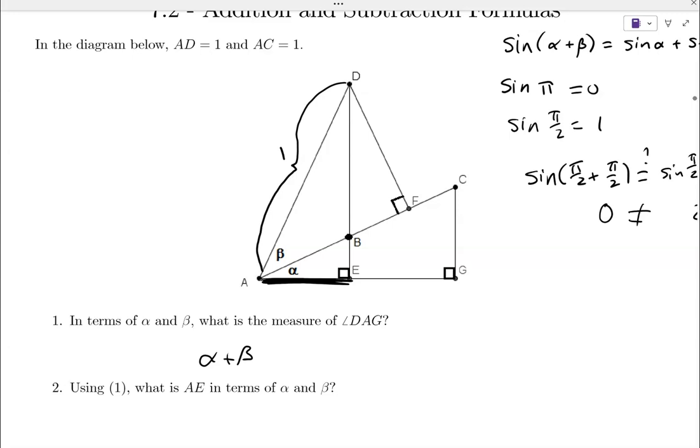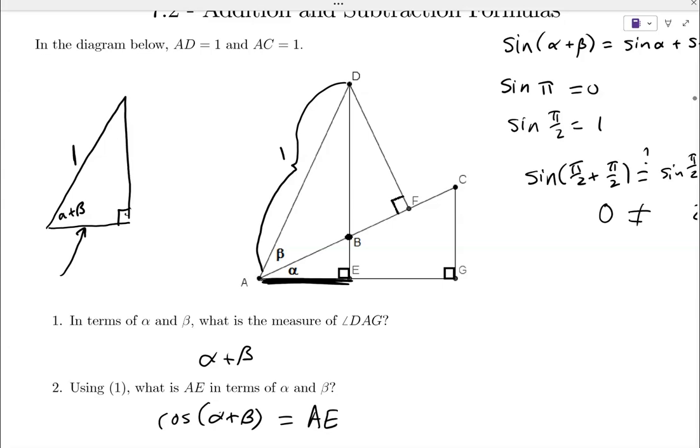So here's A plus B. Let me draw it off to the side so I don't have to keep writing on that particular picture. You've got a right triangle. This side is 1, and this angle is alpha plus beta. The problem's asking you, what is this side in terms of alpha and beta? Well, I have an angle and I have a hypotenuse, and I'm looking for the adjacent side. What trig function are we talking about? Cosine, right? Cosine of alpha plus beta should be adjacent over hypotenuse. The hypotenuse is 1, so this is the length of AE.